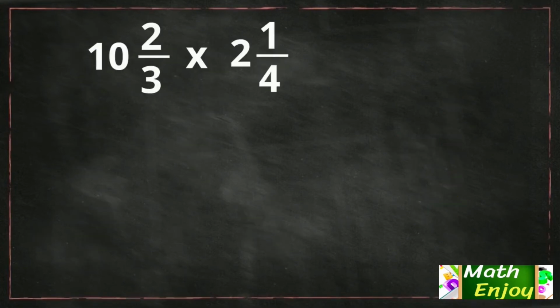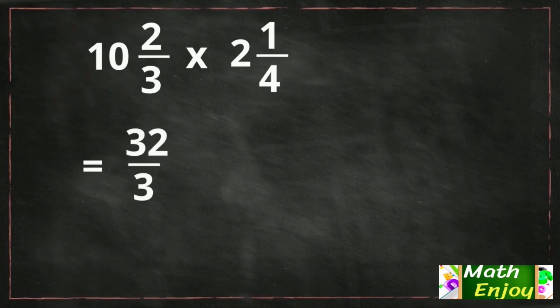10 and 2/3 multiplied by 2 and a quarter. First, we'll convert the mixed numbers into improper fractions. 3 times 10 is 30. 30 add 2 is 32. 32 over 3. Then the next mixed number, we'll multiply the denominator by the whole number. 4 times 2 is 8. 8 add 1 is 9. Numerator is 9. Denominators are the same in the mixed number and the improper fraction. So denominator is 4. 9 over 4.